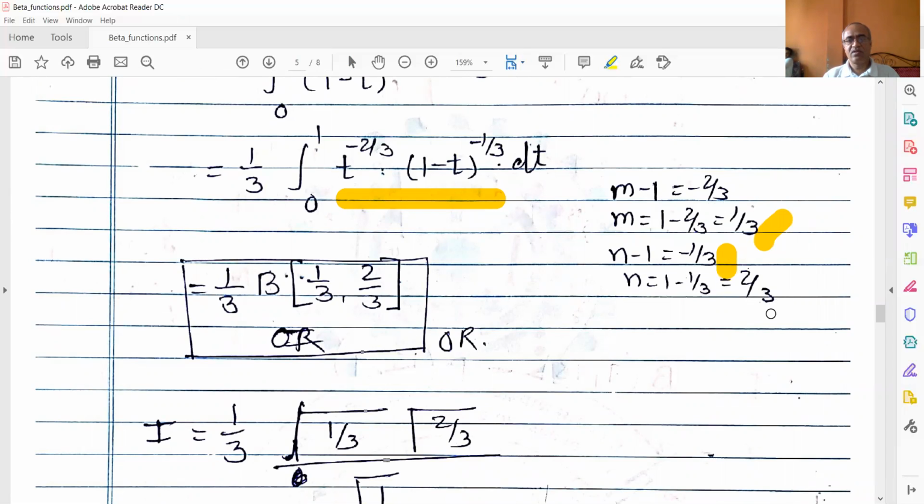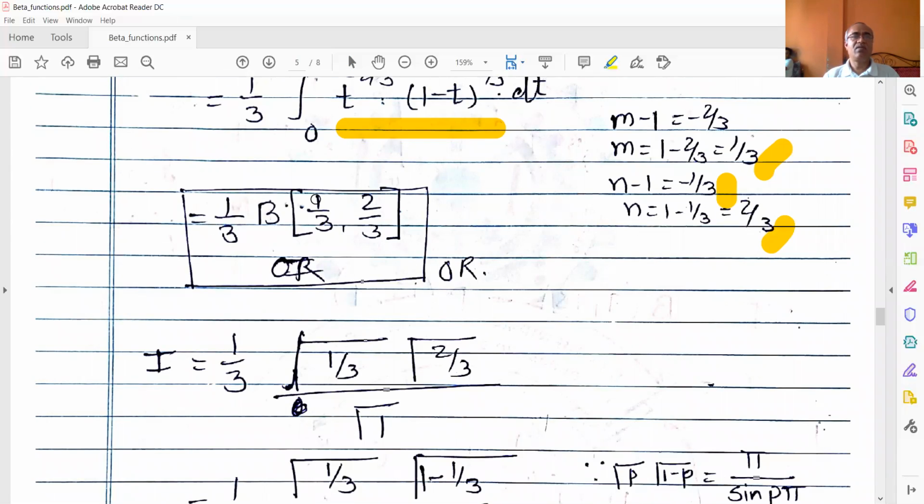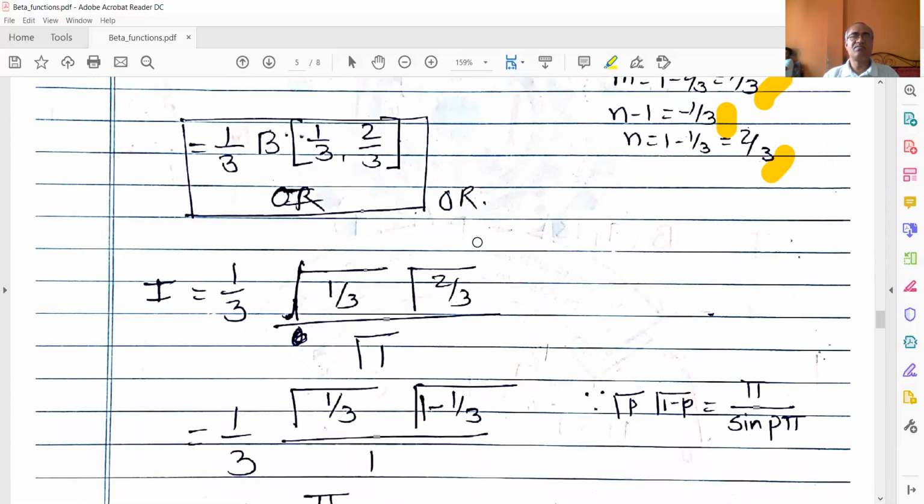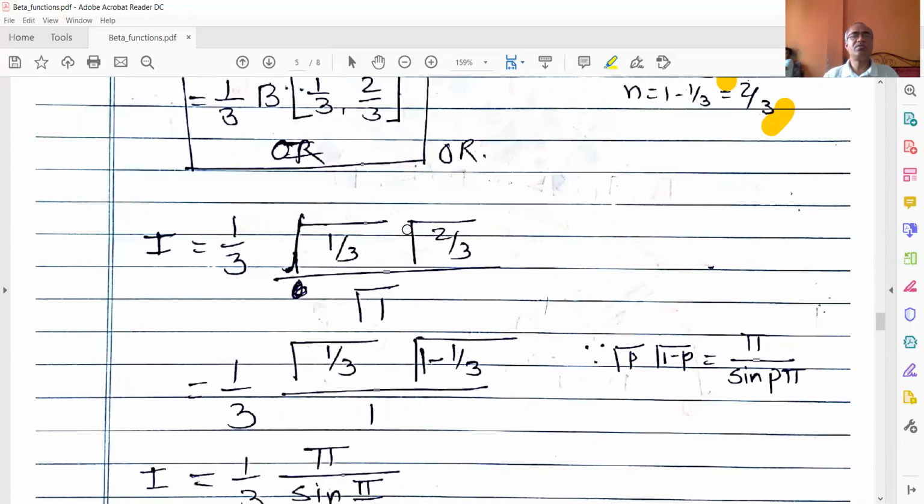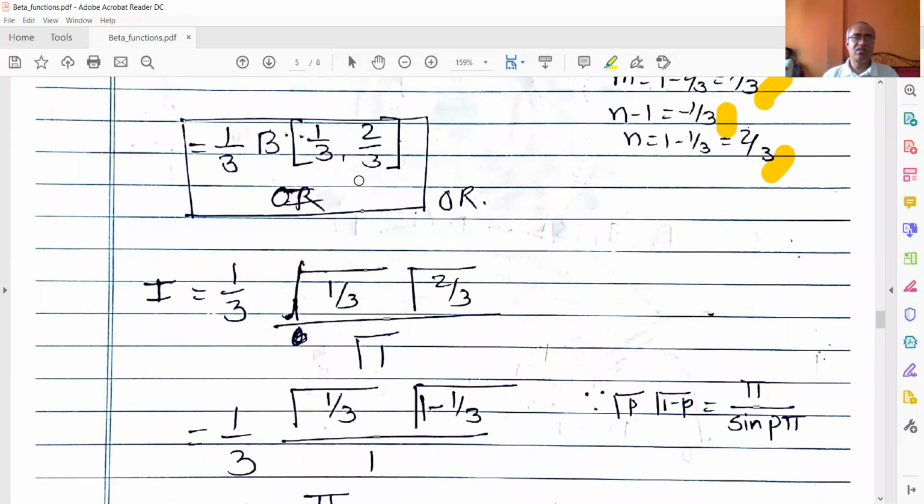So it has n equal to 2 by 3. So it is beta(1/3, 2/3). This is our answer basically. But this is further to be solved as gamma(1/3) gamma(2/3) upon gamma of the addition of these, 1/3 and 2/3.